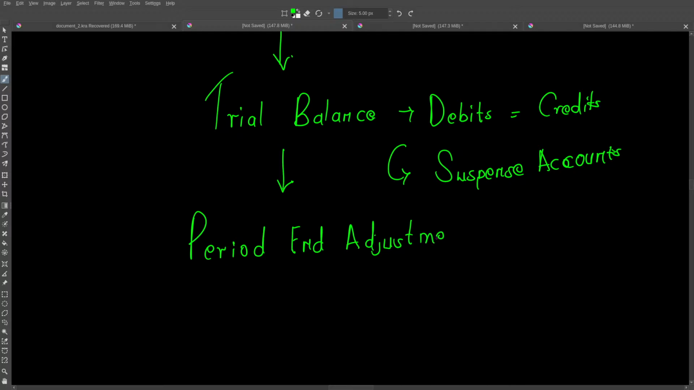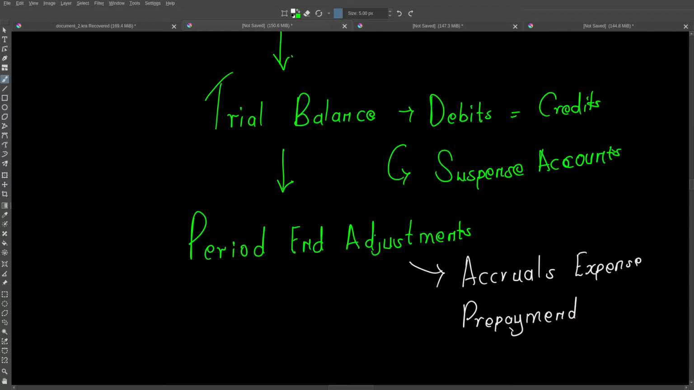These adjustments are there mostly because we use the accrual basis of accounting. Remember, in accrual basis of accounting, you have to look at the accruals. That is, check for accrued expenses, accrued income, the prepayments. Make sure these are catered for at the end of this period. What have we accrued? What have we prepaid?